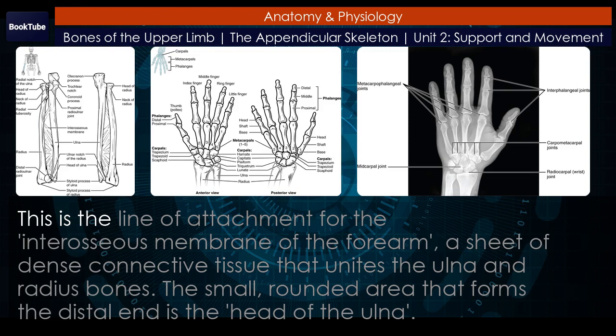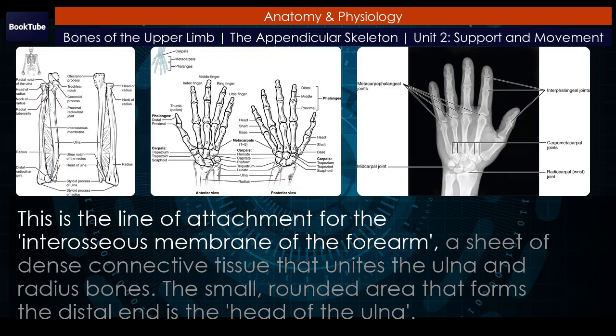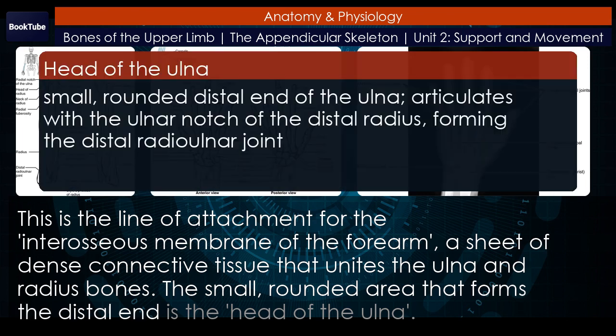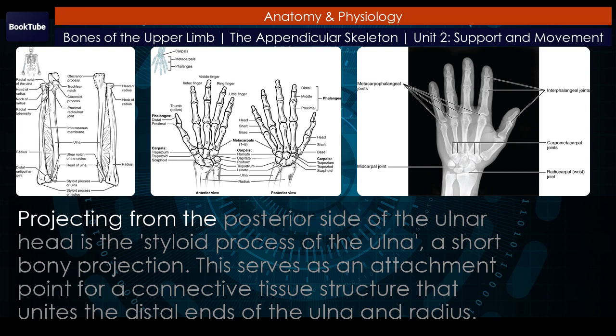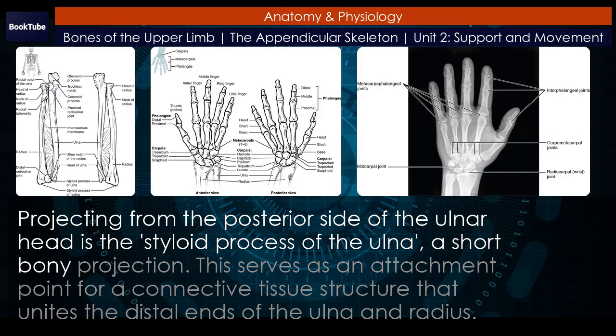This is the line of attachment for the interosseous membrane of the forearm, a sheet of dense connective tissue that unites the ulna and radius bones. The small, rounded area that forms the distal end is the head of the ulna. Projecting from the posterior side of the ulnar head is the styloid process of the ulna, a short bony projection.